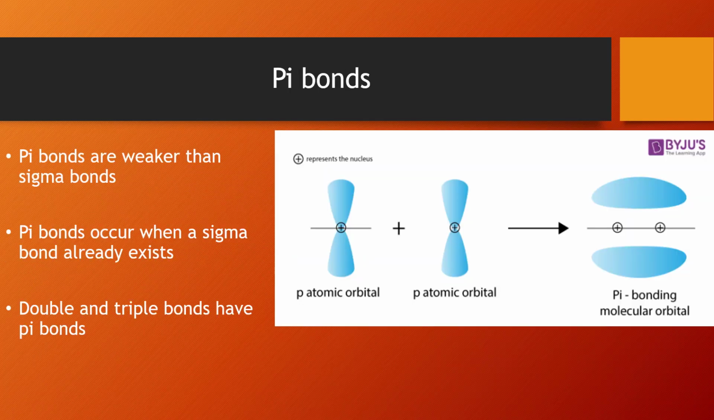Pi bonds are the next type of bond, and those are going to be a little weaker than sigma bonds. Pi bonds can only exist when there is already a sigma bond. So sigma bonds form first, then pi bonds form. And if we're talking about sharing multiple electrons, you share two electrons in a sigma, and then you share two more in a pi, well, that's 4 electrons total, and that would be a double bond. What if you share two more, like a triple bond? Well, you're just going to form another pi bonding orbital.